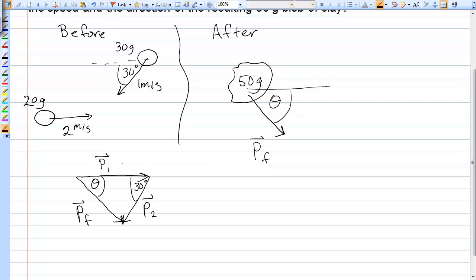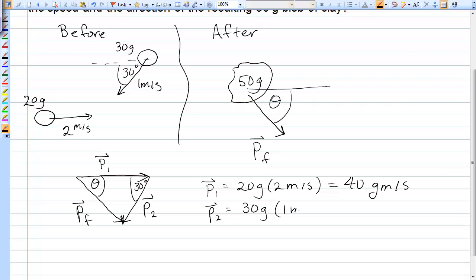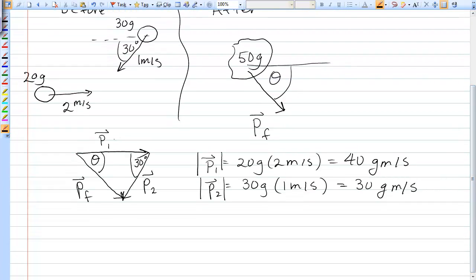So P1 is equal to 20 grams times 2 meters per second. And I'm just going to leave that in gram meters per second. And P2 is equal to 30 grams times 1 meter per second. And so that's equal to 30 gram meters per second. And these are actually just magnitudes. So these are the lengths of the sides of that triangle. So this top one is 40. And this one is 30.